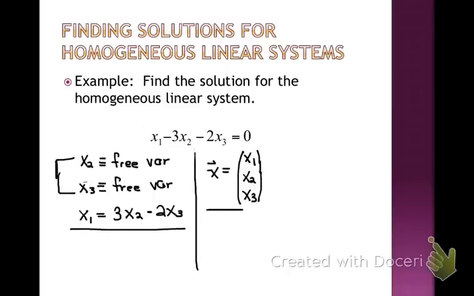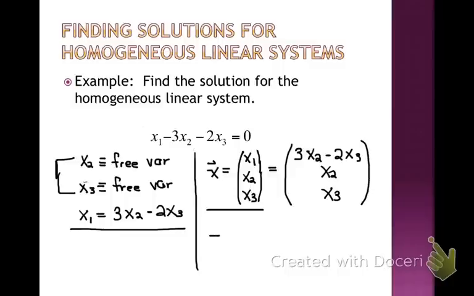Now we're going to see how we write the solution vector x. X contains quantities x1, x2, and x3. The way we write the solution is first we write x1 in terms of our two free variables, so it's 3x2 minus 2x3. x2 doesn't rely on anything, so we just write x2. Similarly, x3 is simply x3.